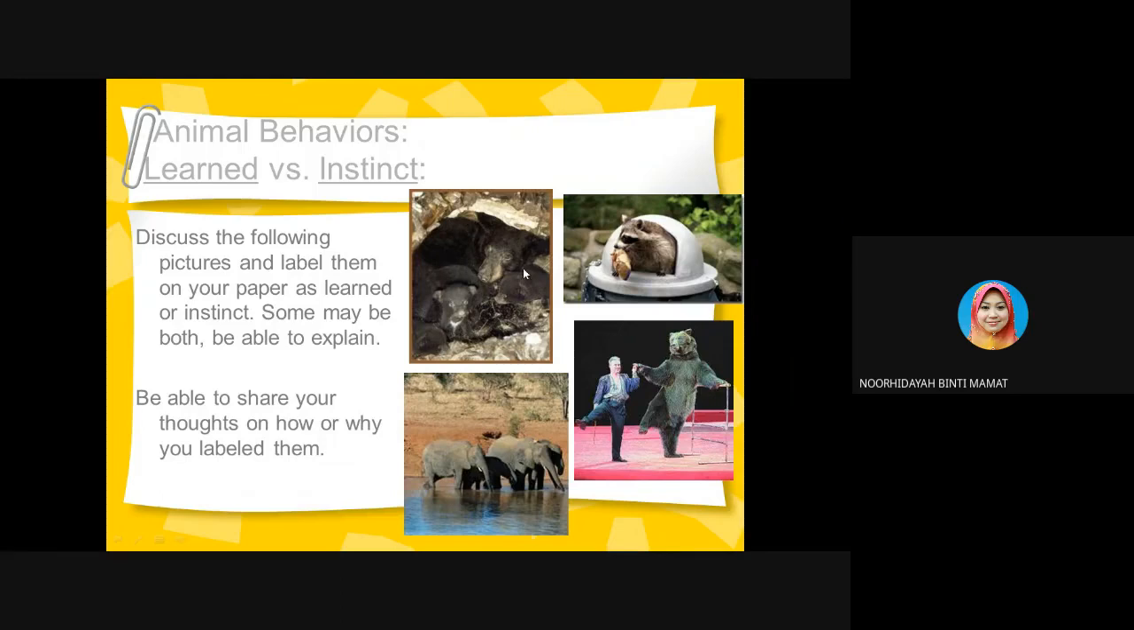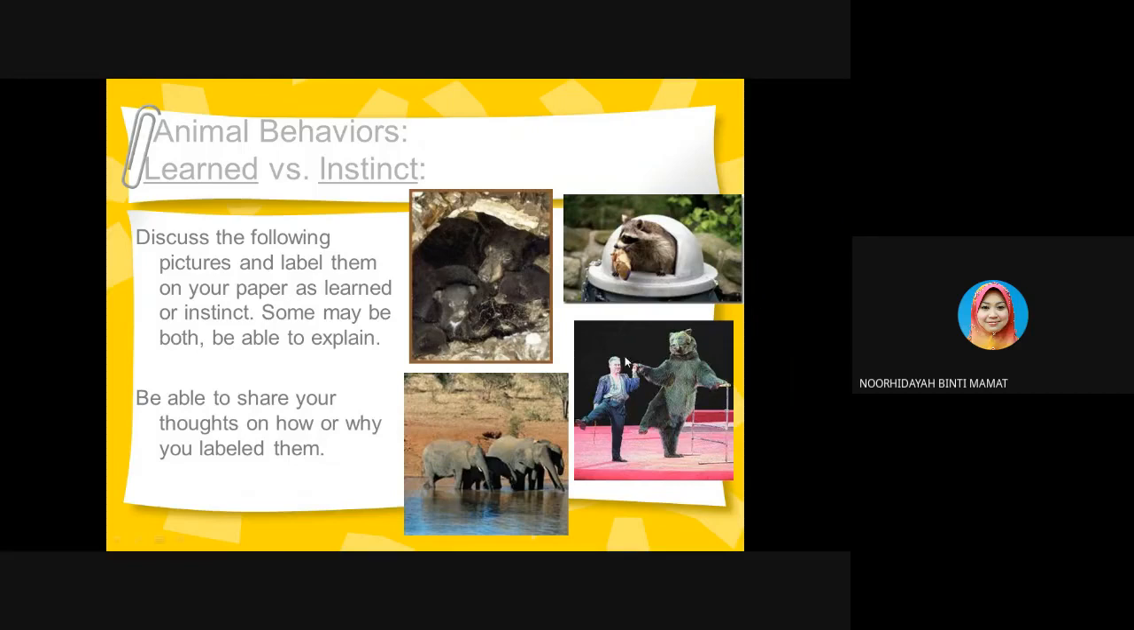So this is the bear. Okay, the bear consists of both learned and instinct behavior, where the instinct is to hibernate. So hibernation is the instinct, for each winter season. And the learned one is that the cubs learn about the den from their mothers and return to the den they have been in before. So each behavior may have both types, learned and instinct.